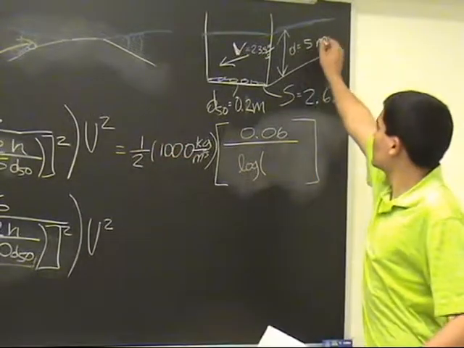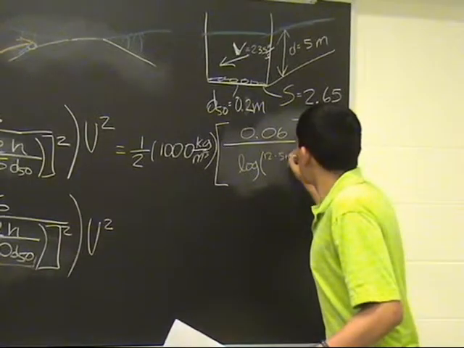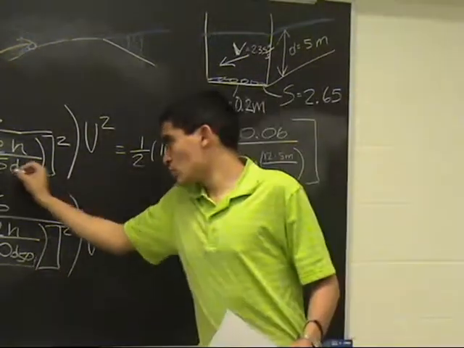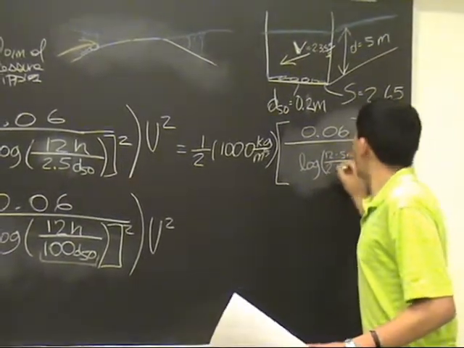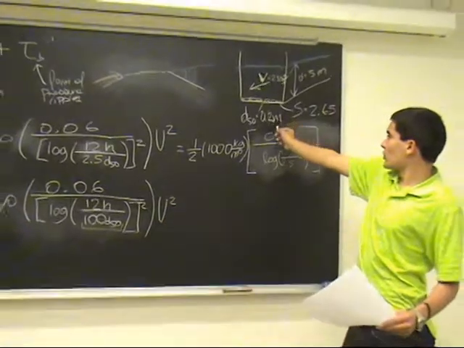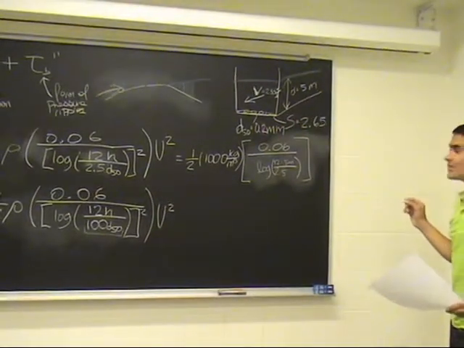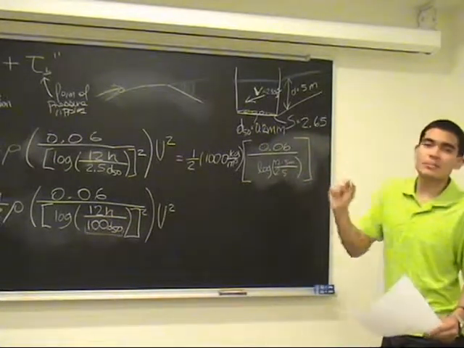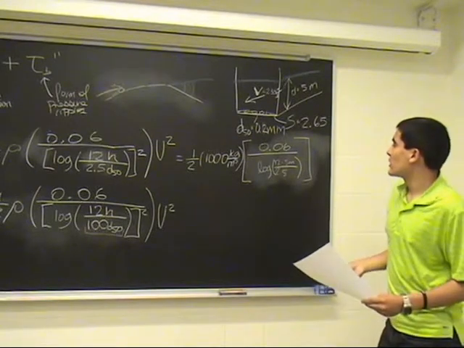What is the height of this channel? It's 5 meters, so 12 times 5 meters divided by 2.5 times d50. So 2.5. What is the d50 of our particles? It's 0.2 millimeters. Particles are always in millimeters. So 0.2 millimeters is a very small sand particle, almost close to a silt particle.